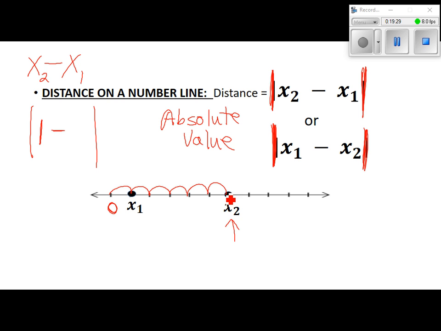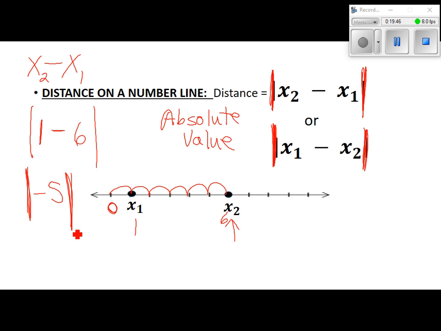1, 2, 3, 4, 5, 6. So what's the coordinate there? 6. 1 minus 6. What is 1 minus 6? -5. What's the absolute value mean again? It's positive. It's distance from 0. Distance from 0. How far the number is from 0 on a number line?